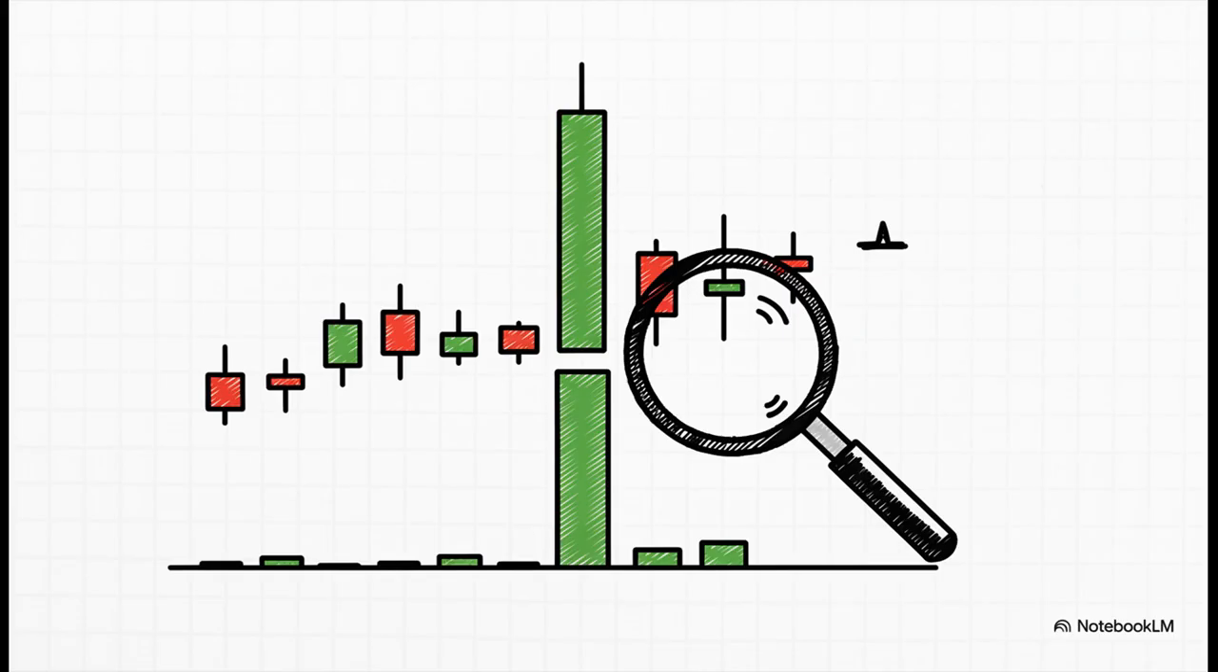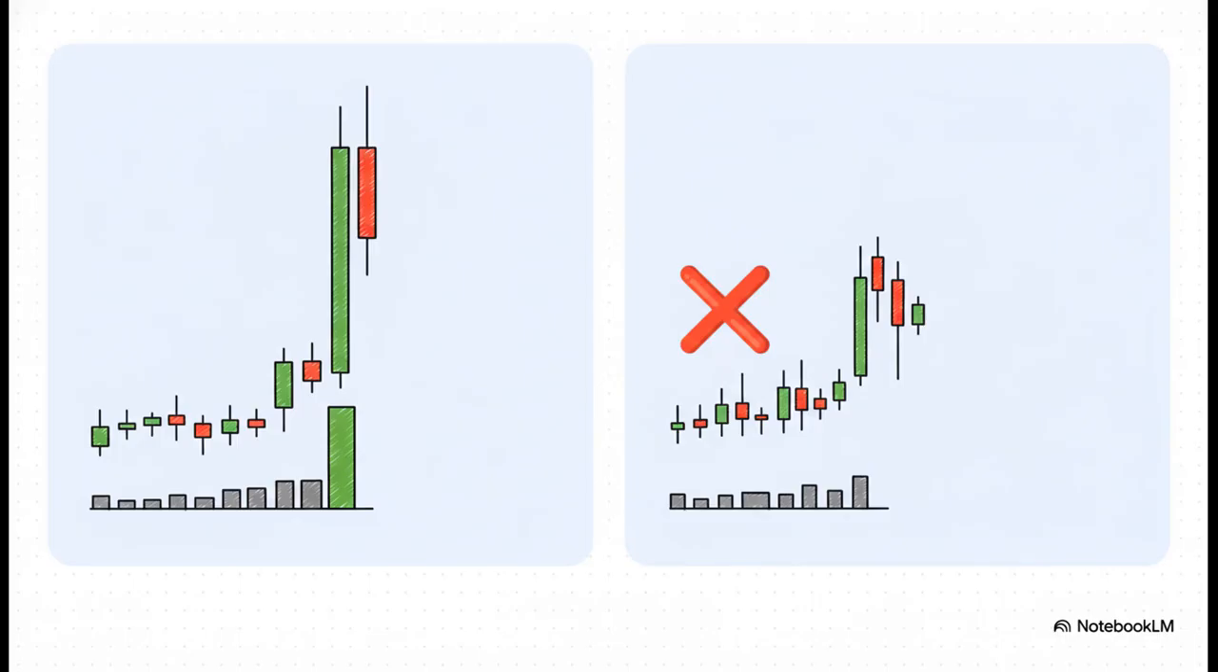And here we go. This is the most crucial piece of evidence. That giant momentum candle absolutely must have a huge spike in volume right below it. You have to think of volume as your lie detector. It's the proof that the move was backed by big institutional money. A big candle with low volume is just noise. It's a fakeout. For this strategy, no volume spike means no trade. End of story.